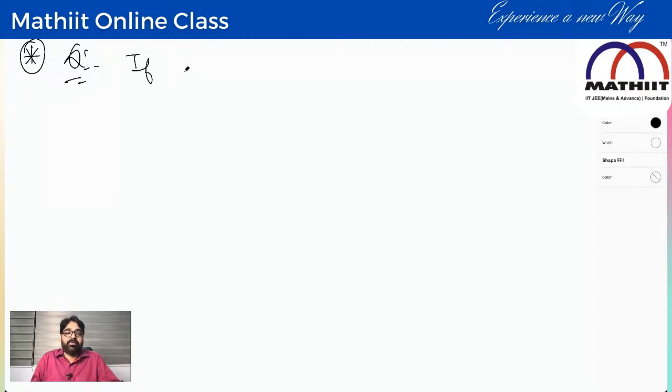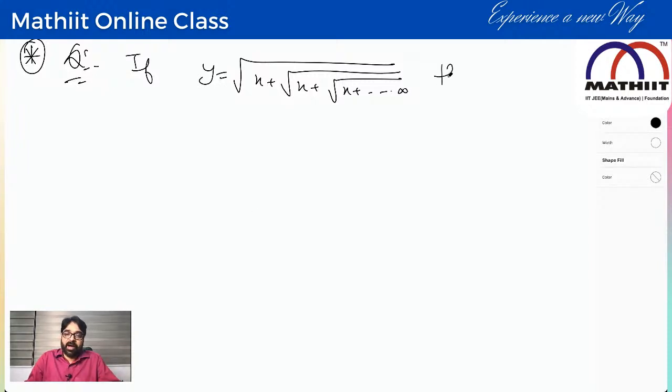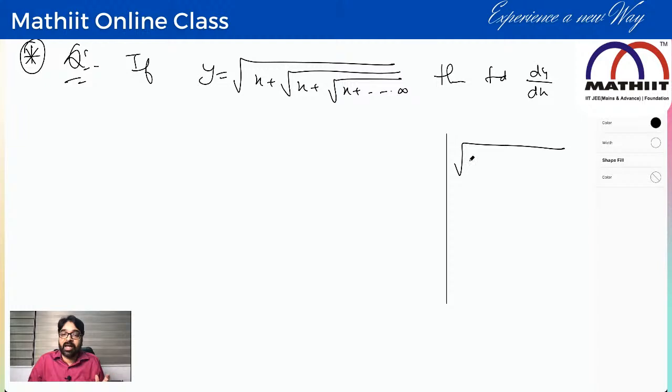Suppose I say y equals root of x plus root of x plus root of x plus, and so on up to infinity, then find dy by dx. It's just a question, nothing else. In your lower classes, in 9th class and 10th class, you already studied this kind of situation, finding out the value of this. The way you do it there, you have to do the same thing here. Here they're asking you dy by dx.